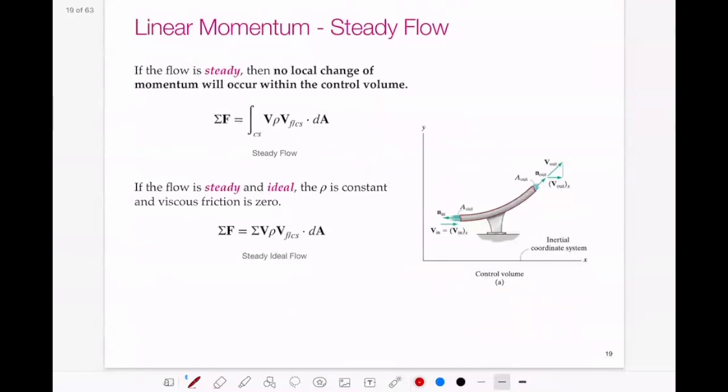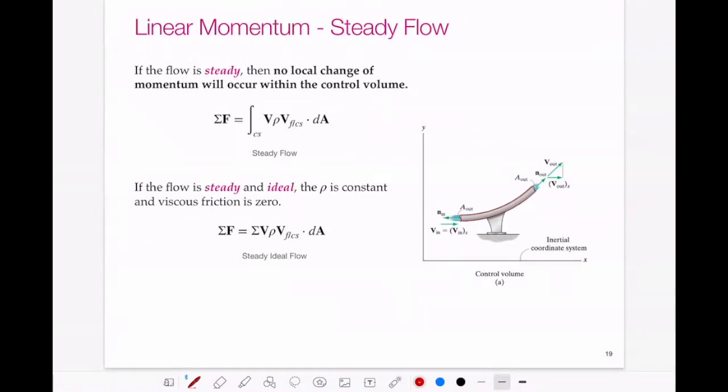So all we're left with is our last term, which is the integral over the control surface of the velocity of the fluid times density times the velocity of the fluid with respect to the control surface times dA. We'll deal with why one of them is with respect to the control surface and one of them is not in a moment.